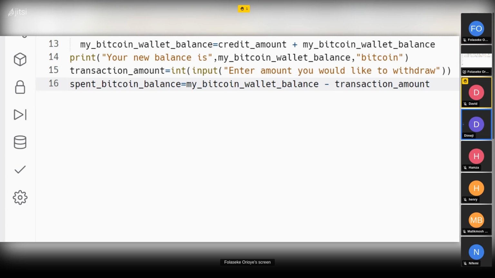Eniola, can you explain what line 16 is doing also? Line 16 is like an instruction. It's about the Bitcoin wallet balance. What the person has removed, withdrawn from the Bitcoin balance. You have not yet done it. You only put the variable.